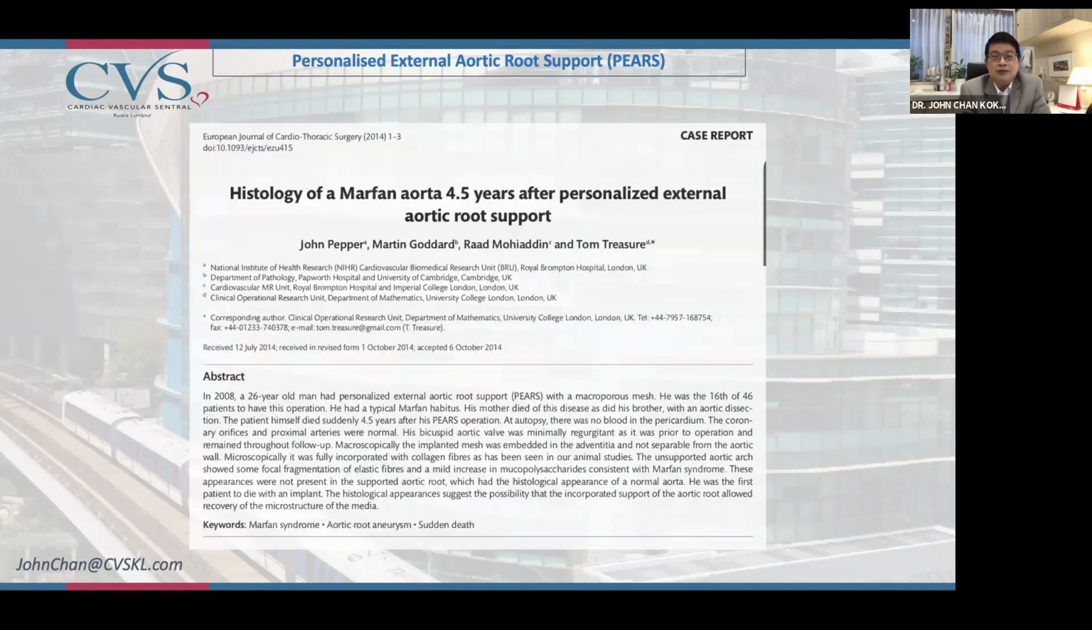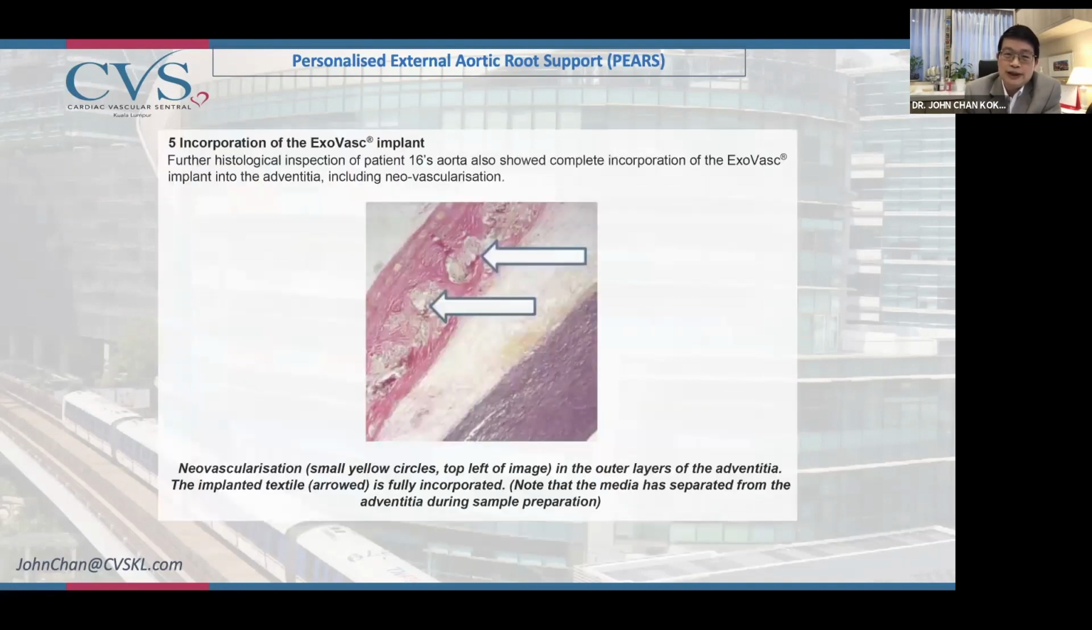So one patient passed away at 4.5 years, and a post-mortem was done. The interesting thing is that at histology, you can see that this aortic root wrap had become incorporated into the aortic wall and had become part of the structure of the aortic wall. So this suggests to us that the aortic root wrap will over time become part of the aorta and contribute to the strength of the native aorta.